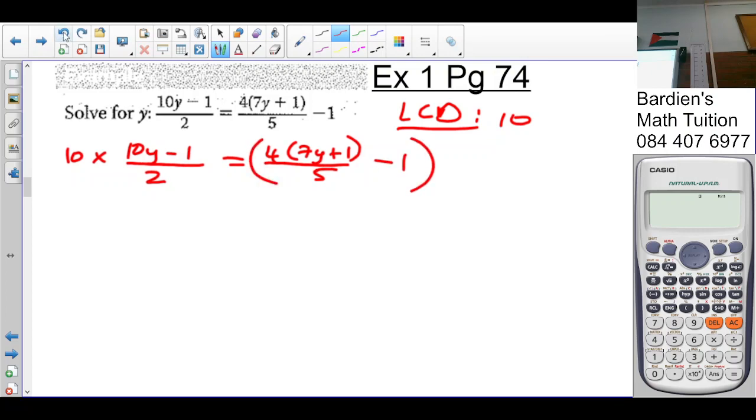Which could also be written as, you can multiply each fraction, or each term, sorry, by 10. This must be 10 over 1, 10 over 1, 10 over 1. You all agree with that? So write that down quickly.